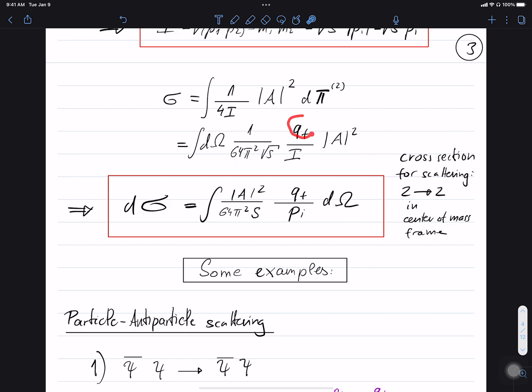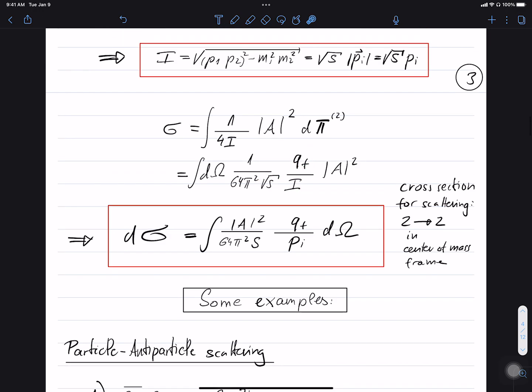We have the ratio of the final momentum and the square root of s. So we have the final momentum, square root of s, and I here. And now we know what I actually is, the expression in terms of s. And that means we have an s in the denominator here, and the p initial and the p final. So this total cross section, the integral over the omega, and the ratio of the final and initial momentum is here.